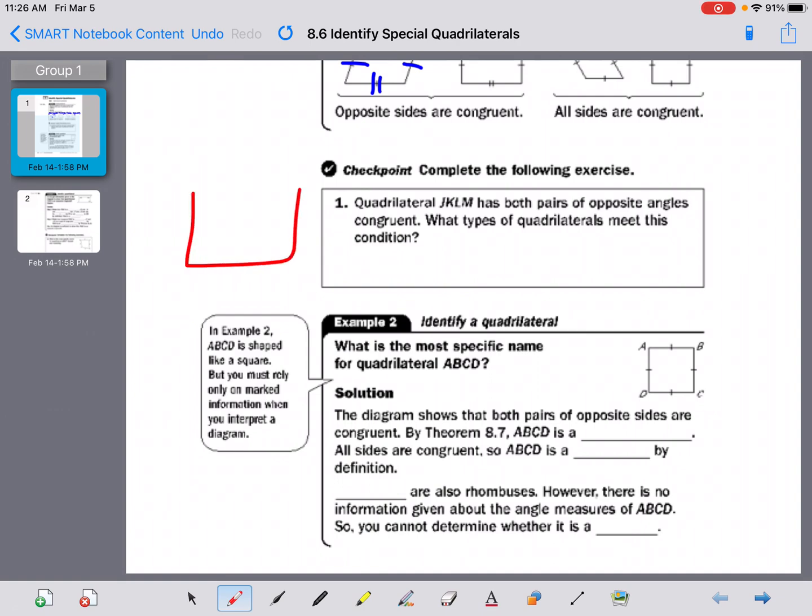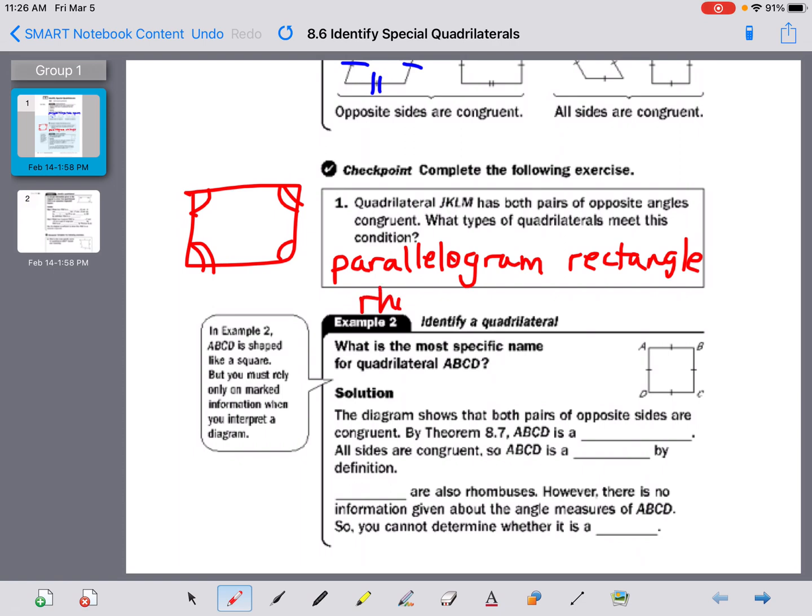All right, number one here says right away, quadrilateral JKLM has both pairs of opposite angles congruent. So we have a four-sided figure, opposite angles are congruent. Well, what would that fit under? Well, if I think of opposite angles congruent, I wrote that down once again up on that parallelogram list, okay? So every parallelogram has opposite angles congruent and everything that is a parallelogram. So that means that's true for a rectangle, that means it's true for a rhombus, and that means it's true for a square. So everything there has that property.